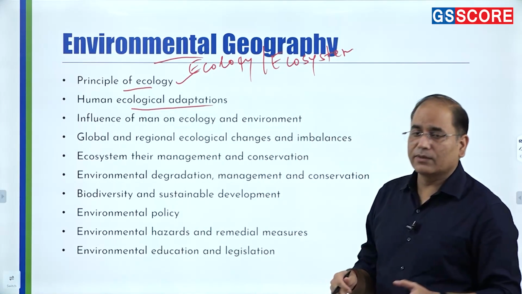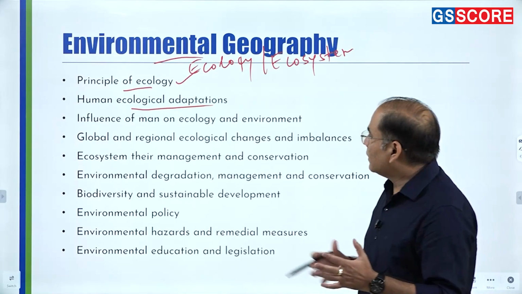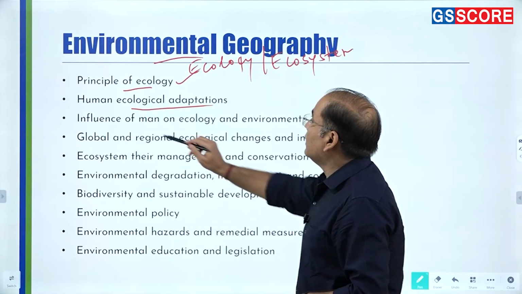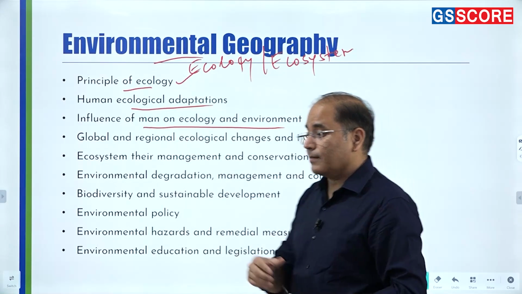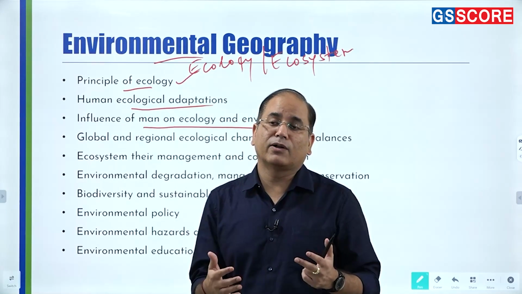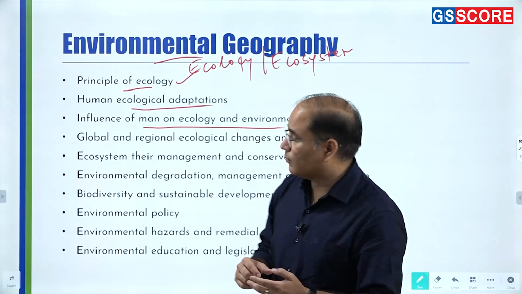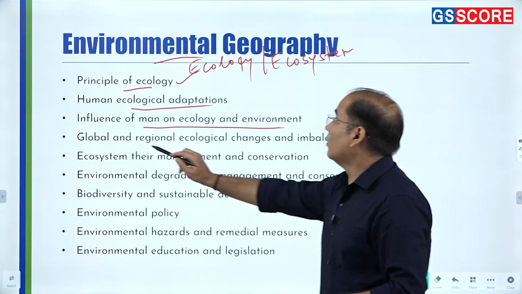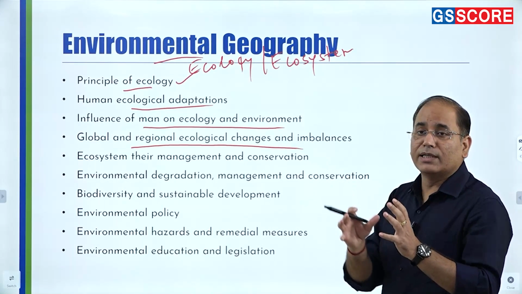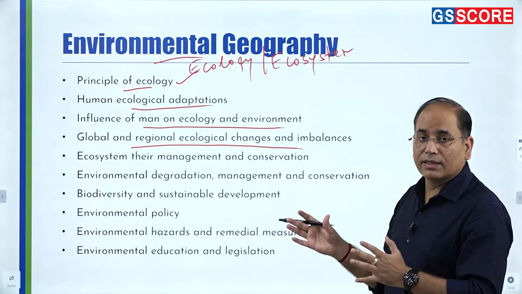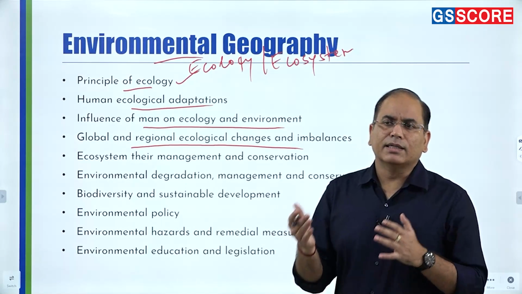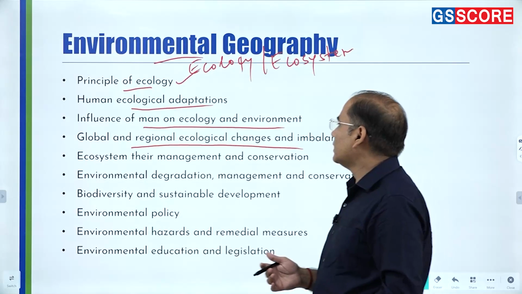Then human ecological adaptation: what is the role of humans in ecological adaptation, how humans evolve, so that you need to study. Influence of man on ecology and environment. So this is a two-way process. The role of the humans, how the humans are interacting, and also how the ecology is affecting the humans, that you are supposed to study. Then global and regional ecological changes and imbalances, how climate change and environmental change are affecting all these ecological changes. There are multiple factors, natural factors, man-made factors, disasters, all these things you are supposed to study.